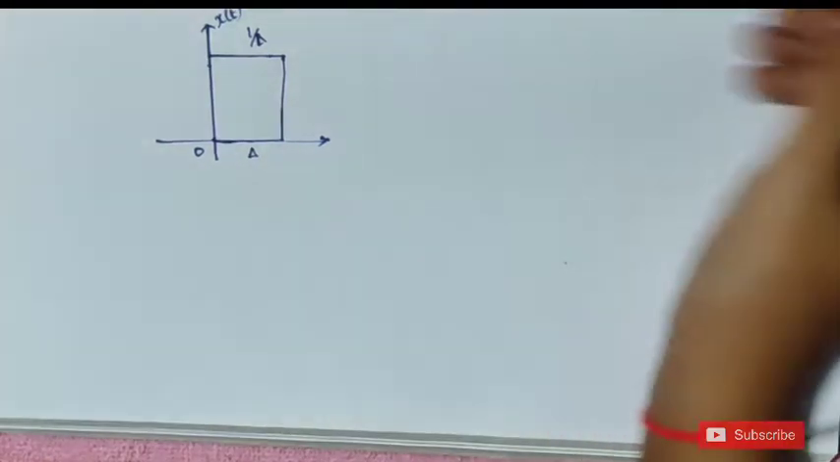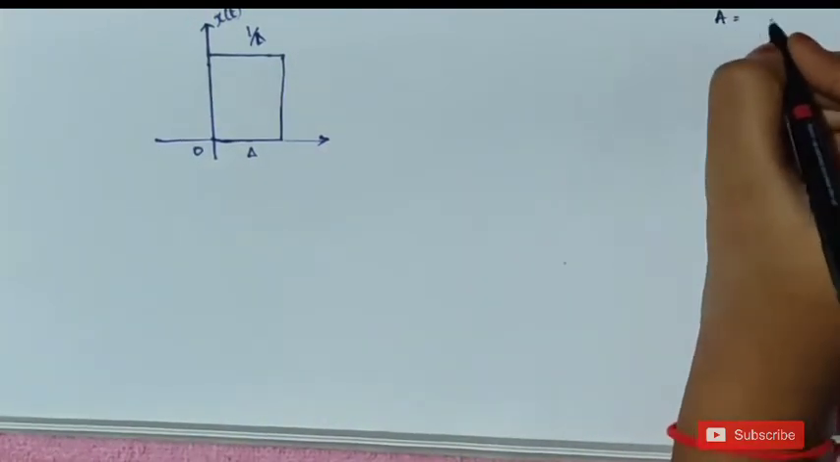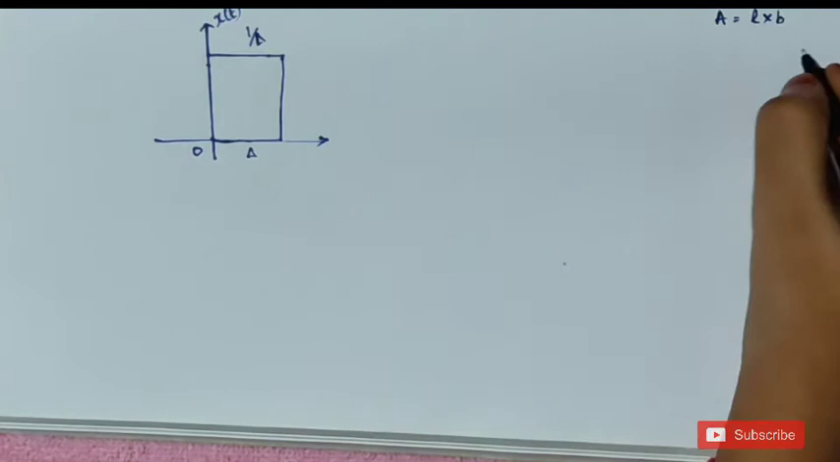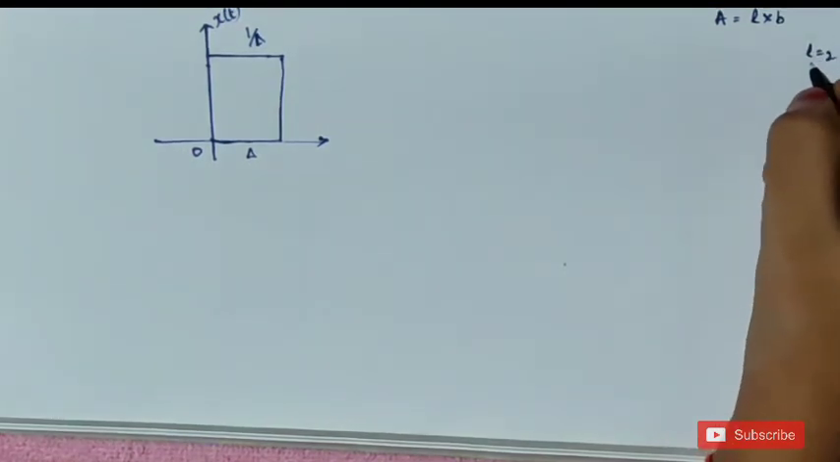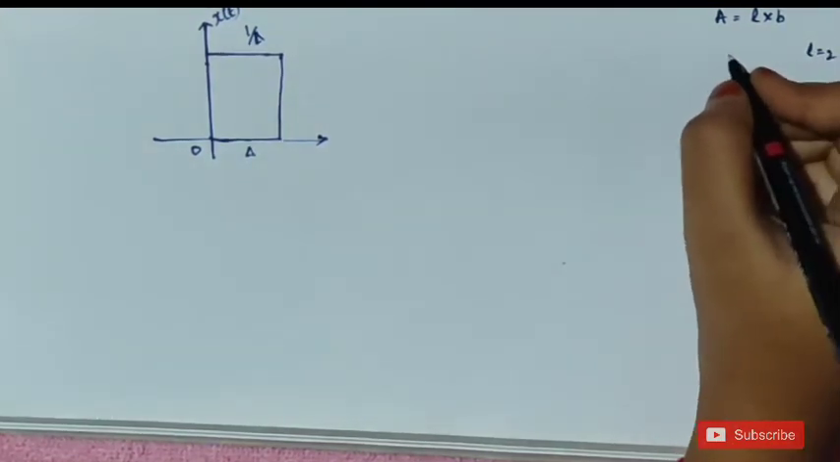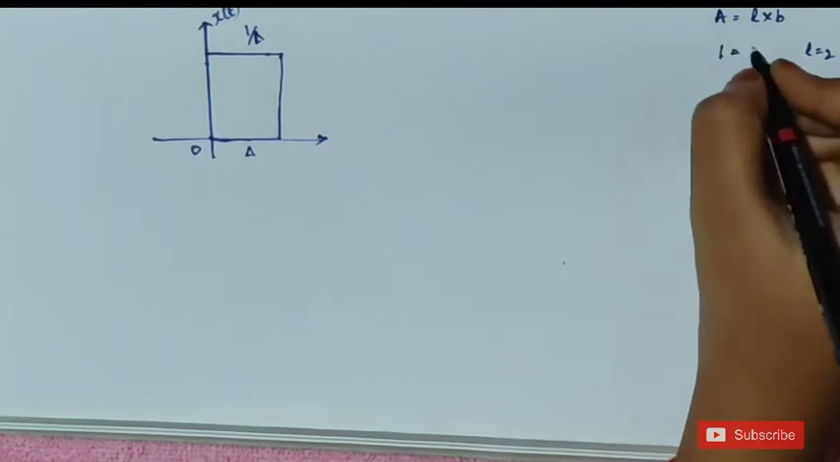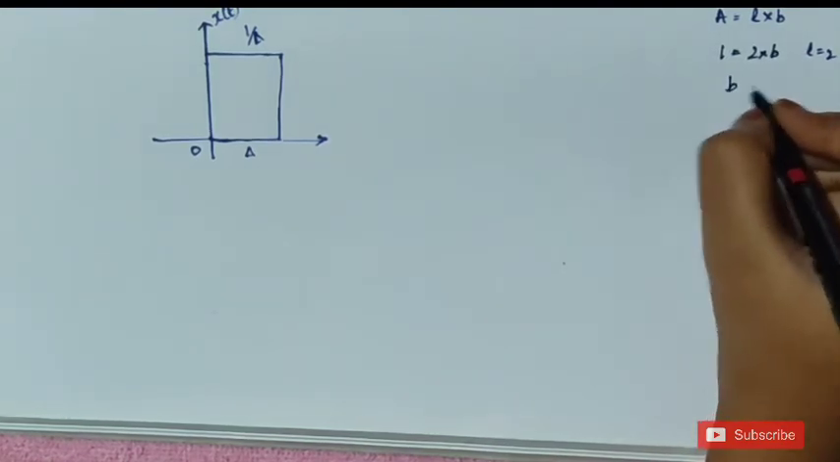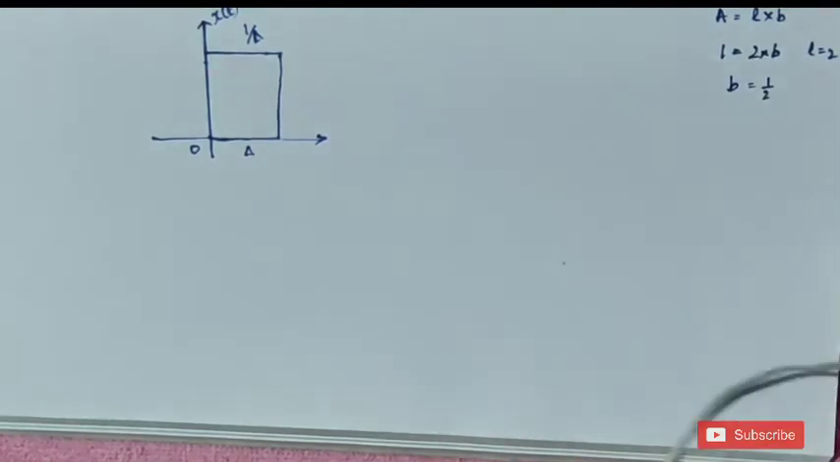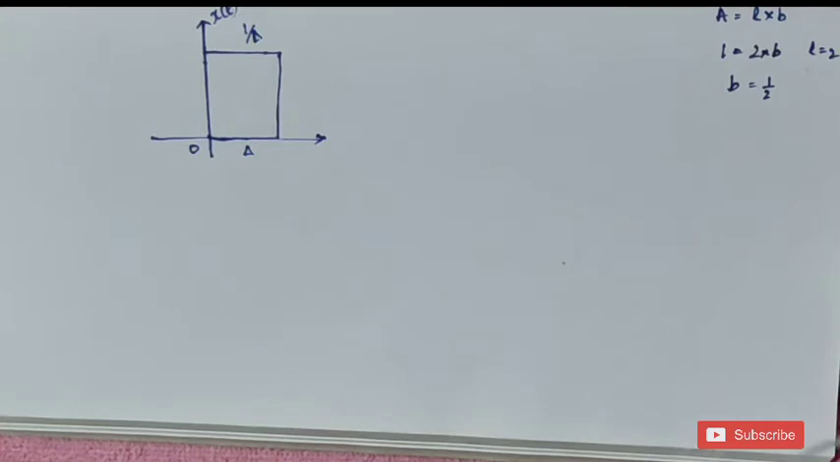We know that area is equal to length into breadth. Let us consider length is equal to 2. Here it is given that area is 1. So 1 equals 2 into B, so B is equal to 1 by 2. So length is the inverse of width, or width is the inverse of length. This gives area under the pulse is unity.